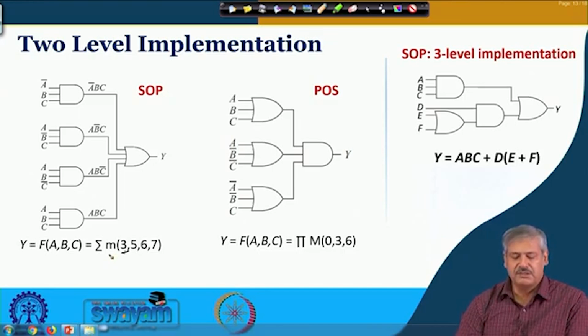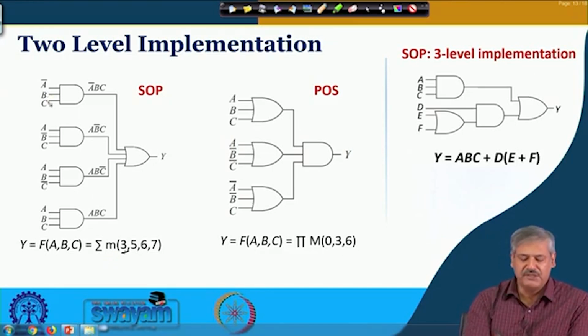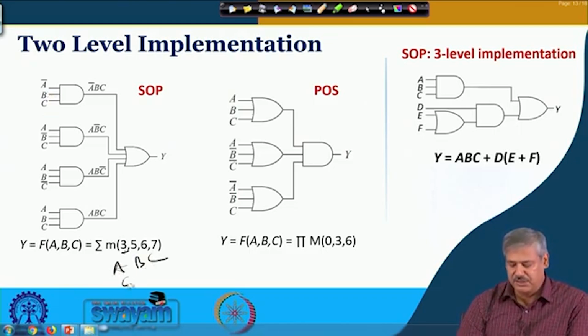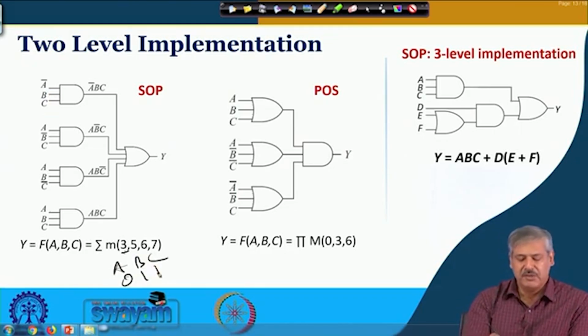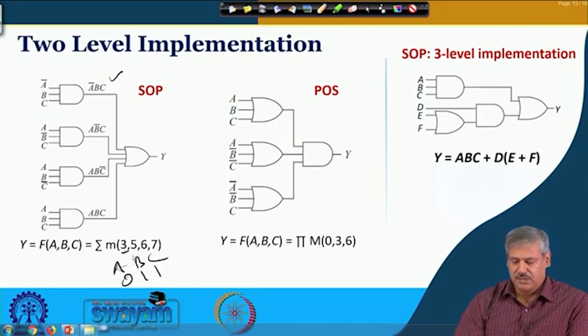So, m 3 is A bar B C, right, A B C, 3 is 0 1 1. Okay. So, A bar B C is one input generating one min term, 5 is generated by this, 6 is generated by A B C prime and 7 is generated by A B C. Okay. And finally, all of them are ORed and you get an SOP realization of this.